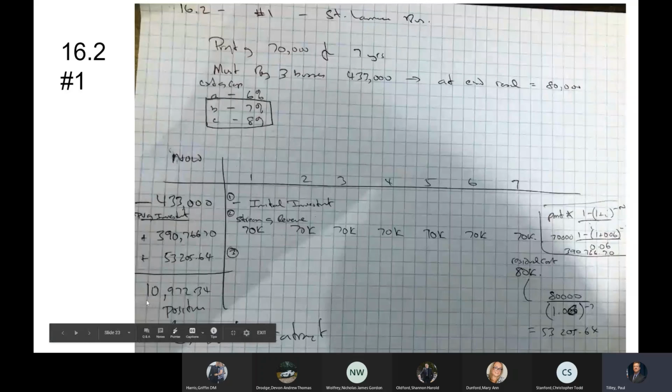$10,972.34. That means that we're making more coming in than money going out. So at 6%, we're making $11,000, or approximately $11,000, on this contract. So we should proceed with the contract. You see how that works?